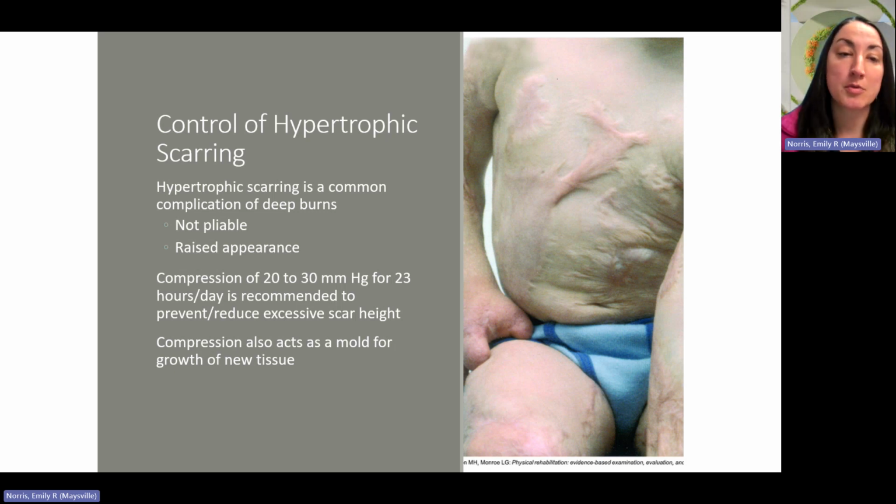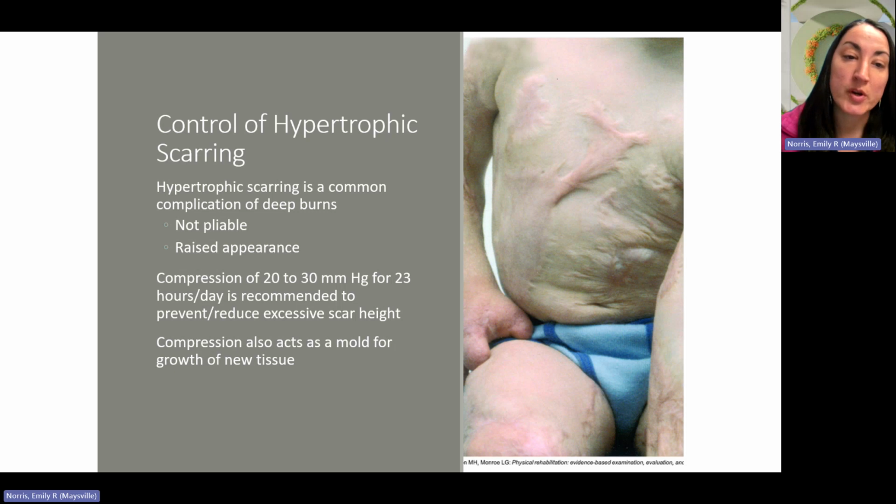Compression can also help control hypertrophic scarring. This type of scarring is common in people who have had burns or with complications after surgeries or things like that. Those types of scars are typically not pliable. They don't move very well. They're rigid and don't move like the tissue that they've replaced. They typically are raised and more hypertrophic, more like the keloid scar.